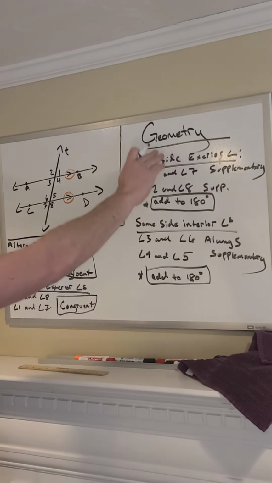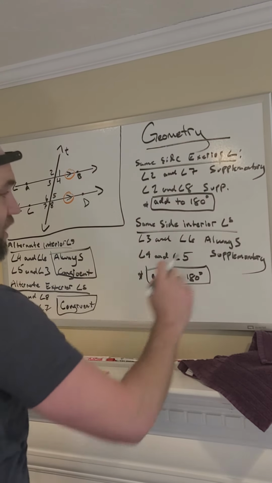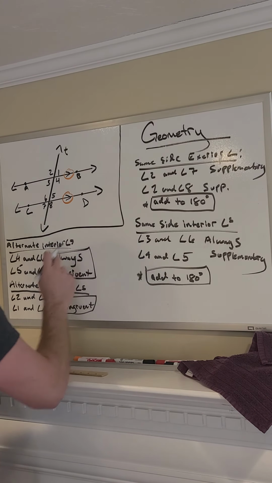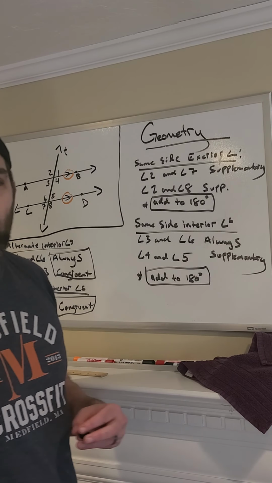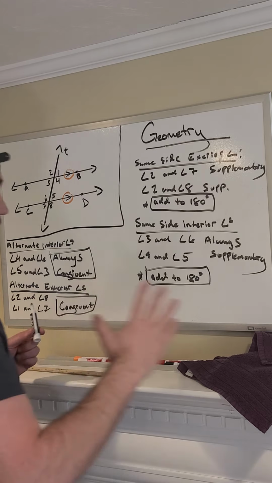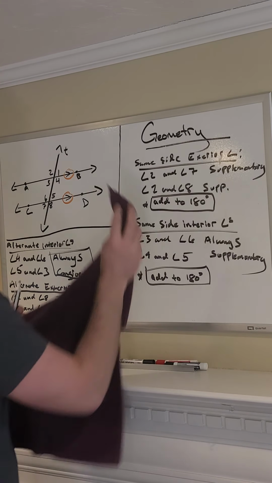So I have my same side angles, exterior or interior, are going to be supplementary. And my alternate angles, either exterior or interior, are always going to be congruent. Now, there's just one last piece that we have to go over, and I don't have room on here, so I'm just going to erase this up over here.